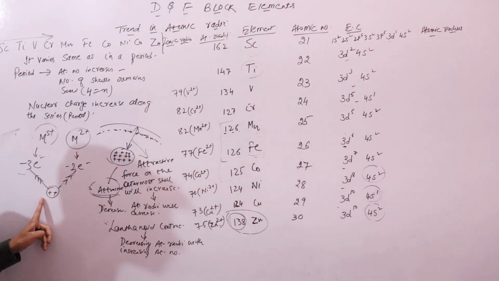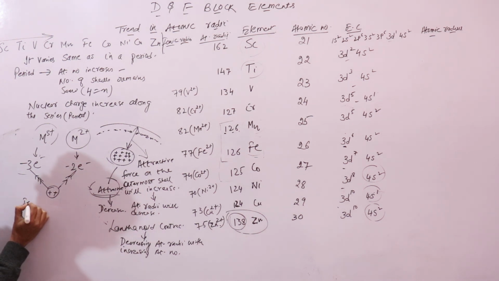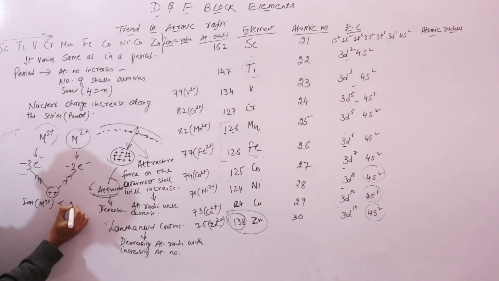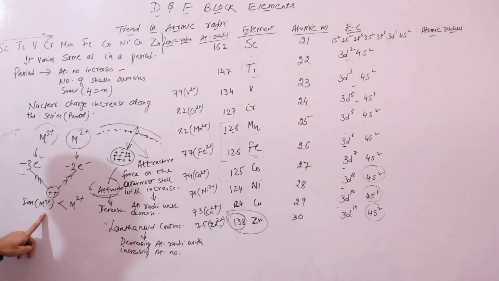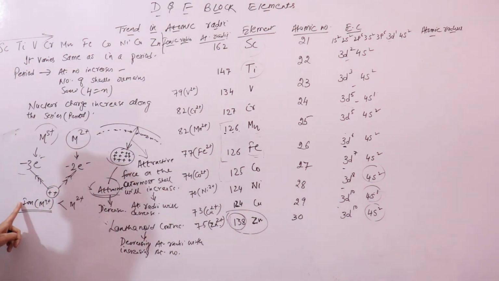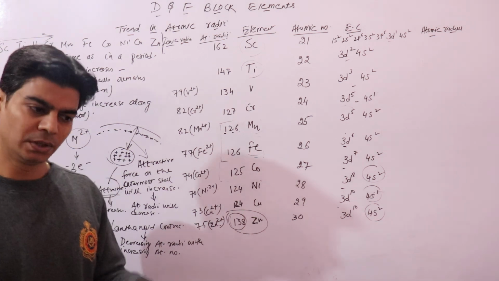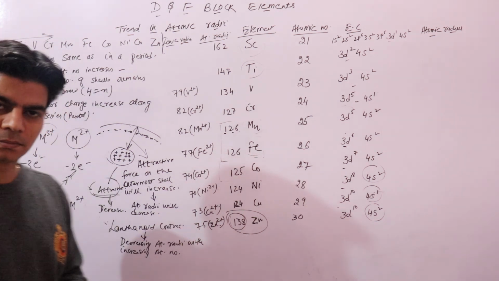When the force increases, the ionic radii will decrease, right? So here the ionic radius of M3+ would be less than M2+, because here you have fewer electrons, whereas the nuclear charge remains the same. The same force is getting applied on fewer electrons, so the ionic radii will decrease, right?